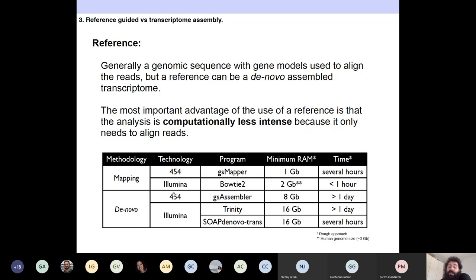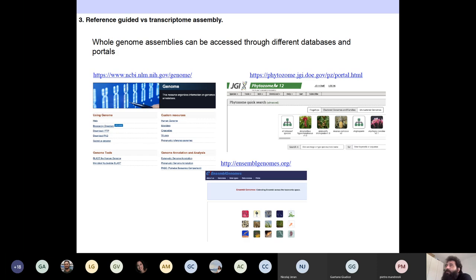we're comparing 454, which you can completely ignore, but you can see Illumina. So when you are using Illumina and Bowtie, the amount of RAM and the time is going to be much less than when you need to do a de novo assembly, okay? And that can take even several days. So that is an important thing. So, do I have a reference?